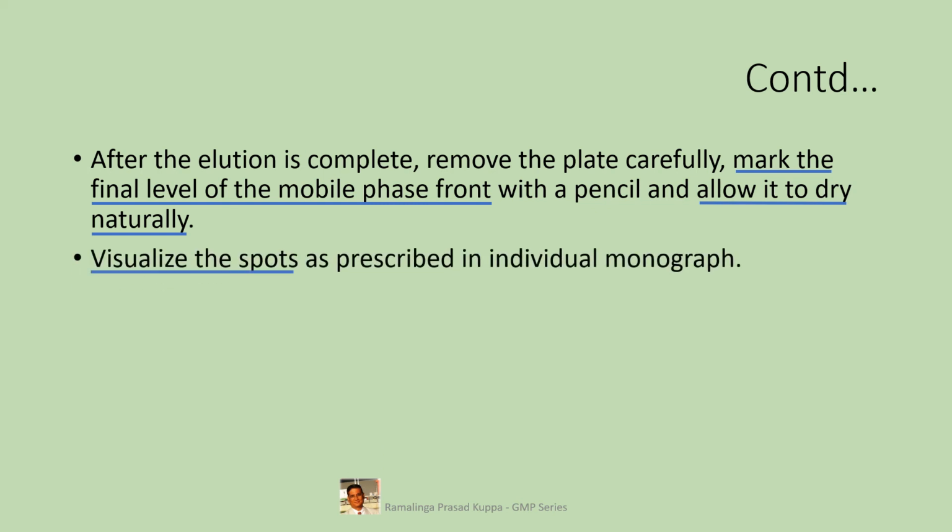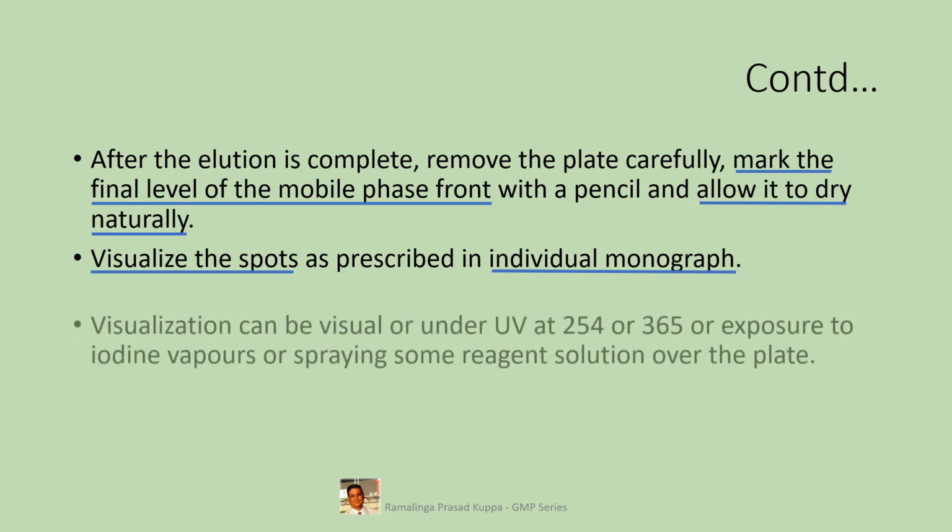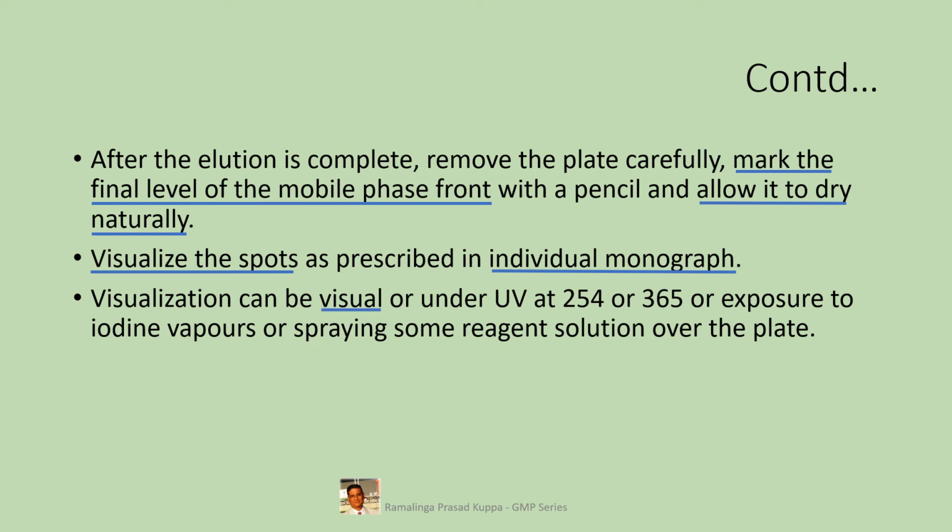Visualization of the spots is done as prescribed in the individual monograph. All spots are not visible to the naked eye. There are several methods prescribed in the individual monograph to visualize these spots. Visualization can be visual or under UV 254 or 365, or exposure to iodine vapors, or spraying some reagent solution over the plate. The most common non-destructive method is to visualize the spots in a UV viewing chamber with 254 nanometer short wave light or 365 nanometer long wave light.